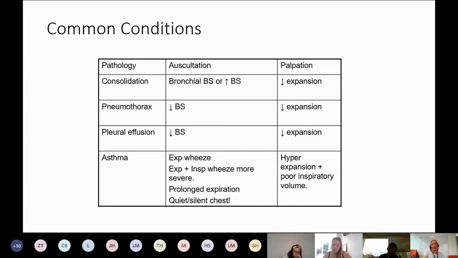And then just looking at a classic case of children that we see all the time. In an asthmatic child, you would expect to hear the expiratory wheeze, and you probably don't need your stethoscope out to hear it. When you listen to the chest, you might well hear inspiratory and expiratory wheeze in more severe disease. You'll hear very prolonged expiration as they're trying to force the air out through the narrowed lower airways. Or you might, in severe asthma, hear a quiet or a very silent chest. And when you're palpating the chest of an asthmatic, they're often hyper-expanded, aren't they? But with very poor inspiratory volume, so not good chest movement when they're breathing in.